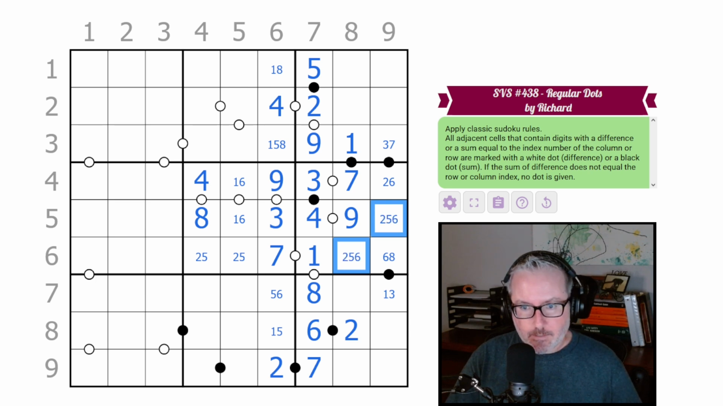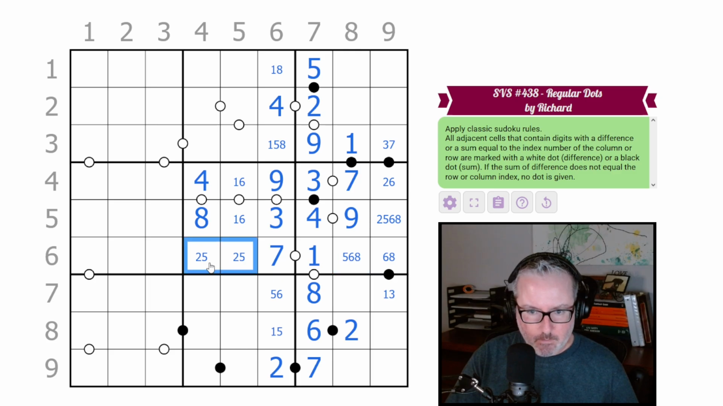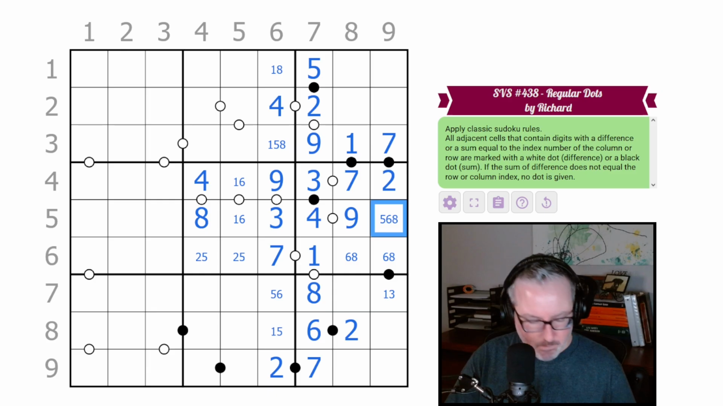2, 5, 6, and 8. This is not 2, and it's not 5. I mean, this is a 6, 8 pair. 2, 5, 6, 8, not 2, not 5. 6, 8, 6, 3, 8. Yeah, that seems to be right. So this is a 2. This is a 7. You're not 2, 6, or 8. You are just 5.